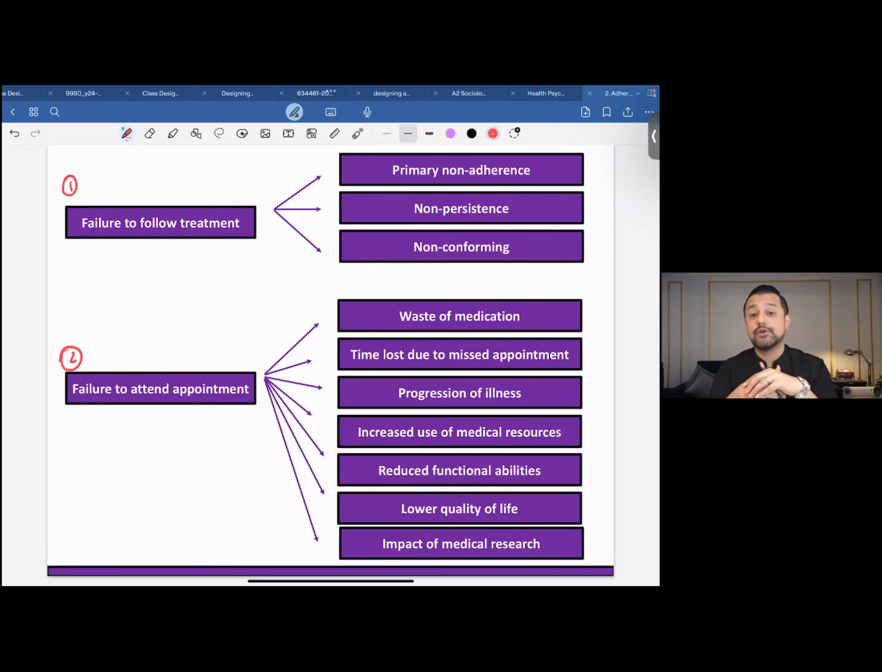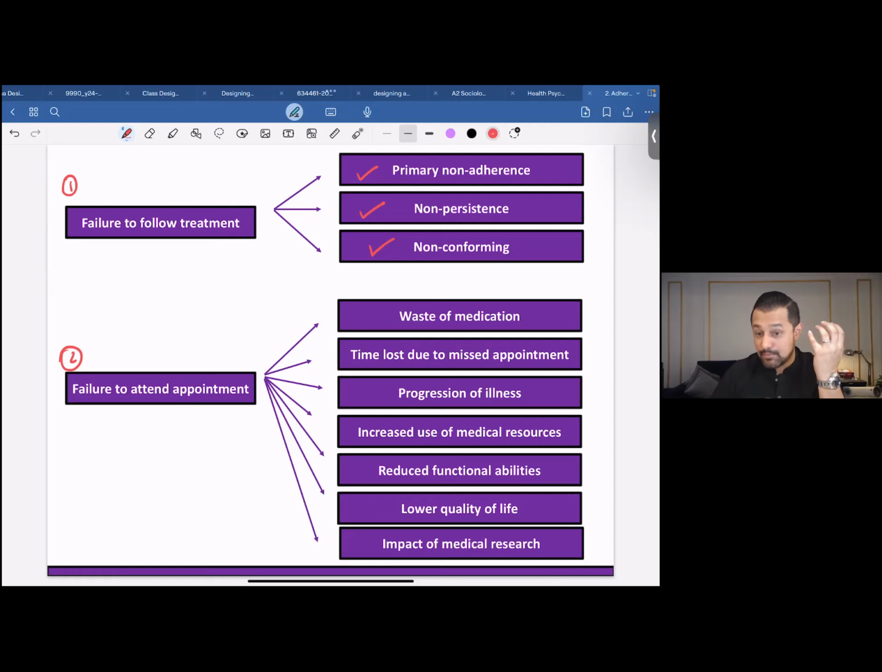Failure to follow treatment could again be broadly put into three main categories. To name them, we have primary non-adherence. We'll speak about what they are and how they differ from each other on the next slide. So failure to follow treatment could be broadly put into three categories. Number one, primary non-adherence. Number two, non-persistence. Number three, non-conforming, right?